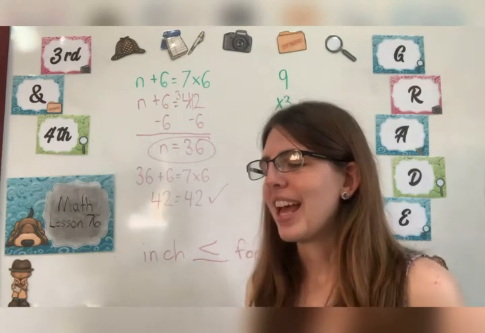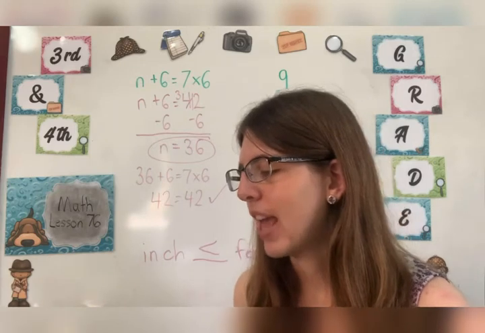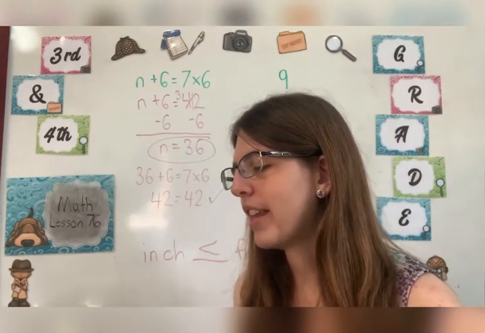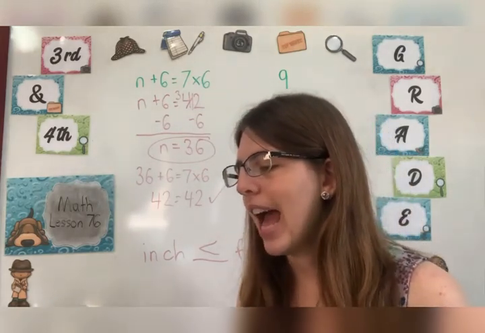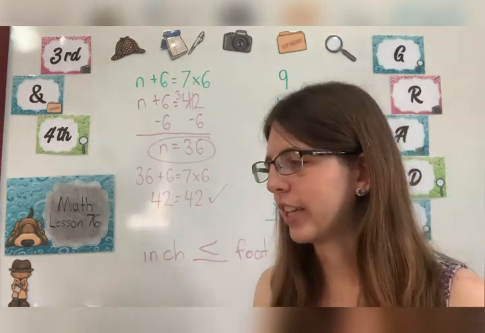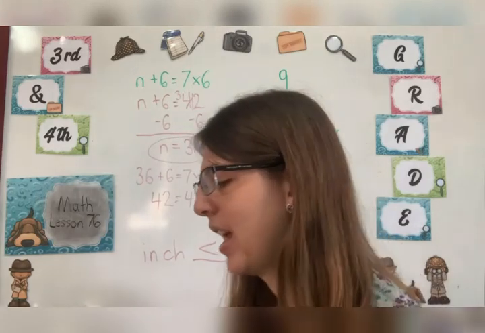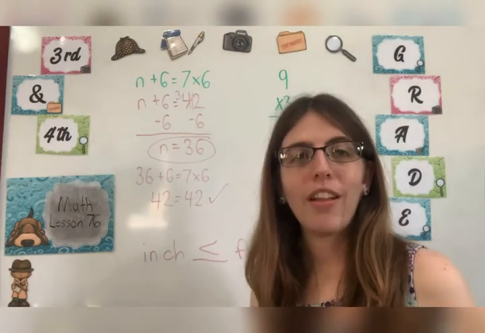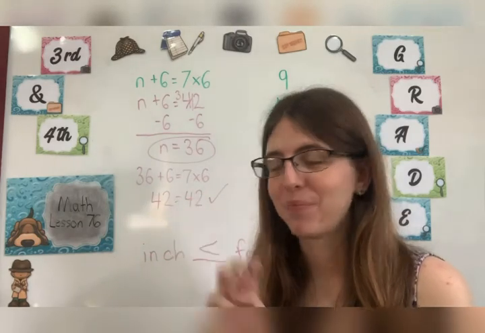Brain booster. Natalie, Kylie, and Levi organized their school supplies. Natalie has 3 pencils. Kylie has 2 more than Natalie. Levi has 1 less than Kylie. How many pencils does each child have? Okay, so you need to look carefully at what it says. It says that Natalie has how many pencils? Well, our story problem tells us that she has 3.